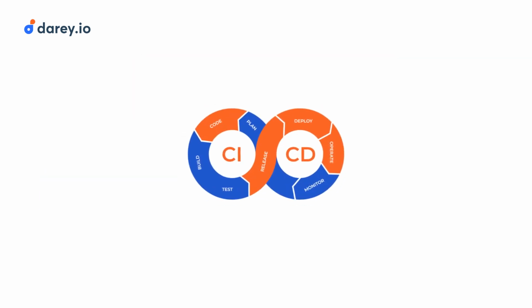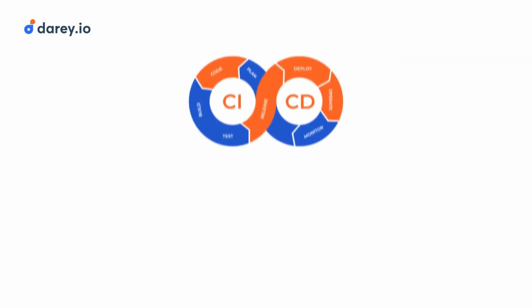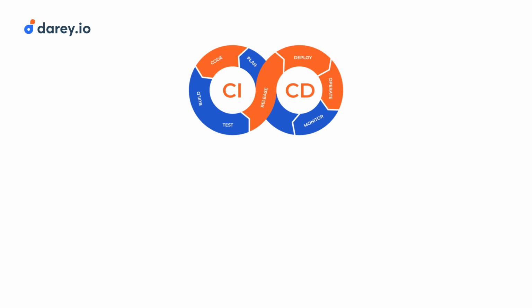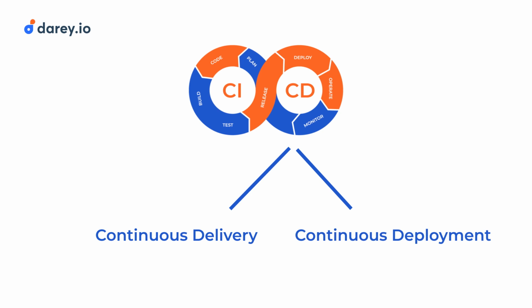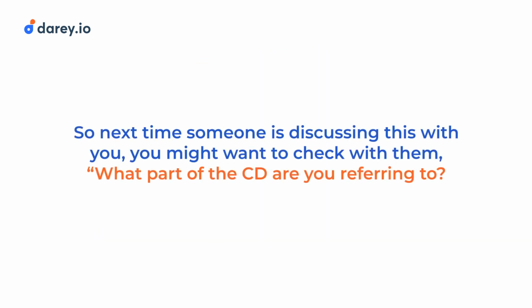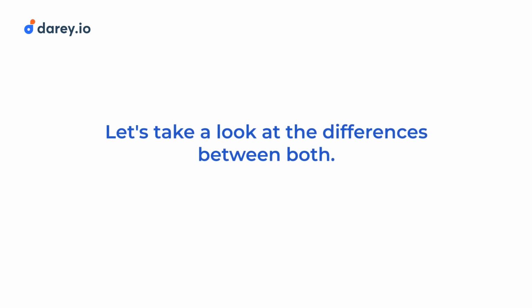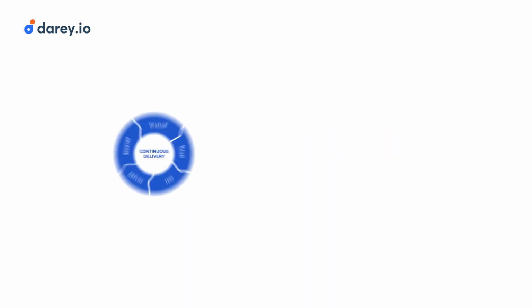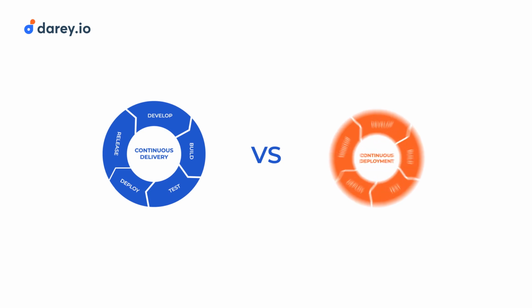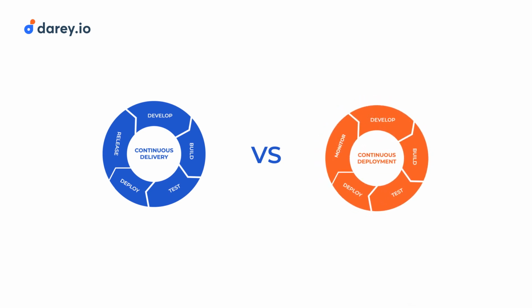When you see CI/CD, it's important to note that the CD actually refers to either continuous delivery or continuous deployment. So next time someone is discussing this with you, you might want to check with them, what part of the CD are you referring to? Let's take a look at the differences between both. Continuous delivery versus continuous deployment. Even though they are related, they are distinct concepts in the DevOps landscape.